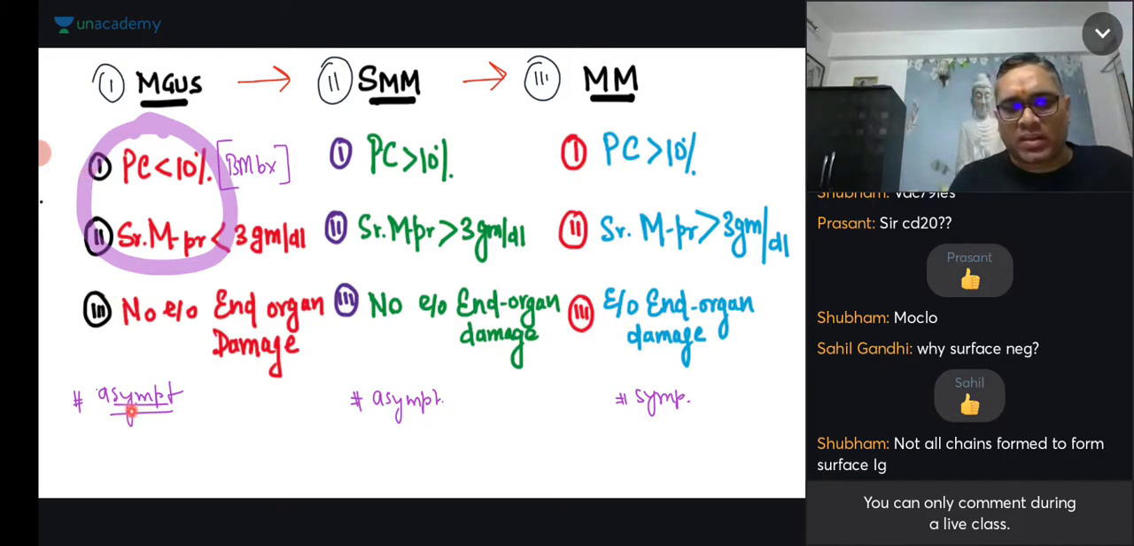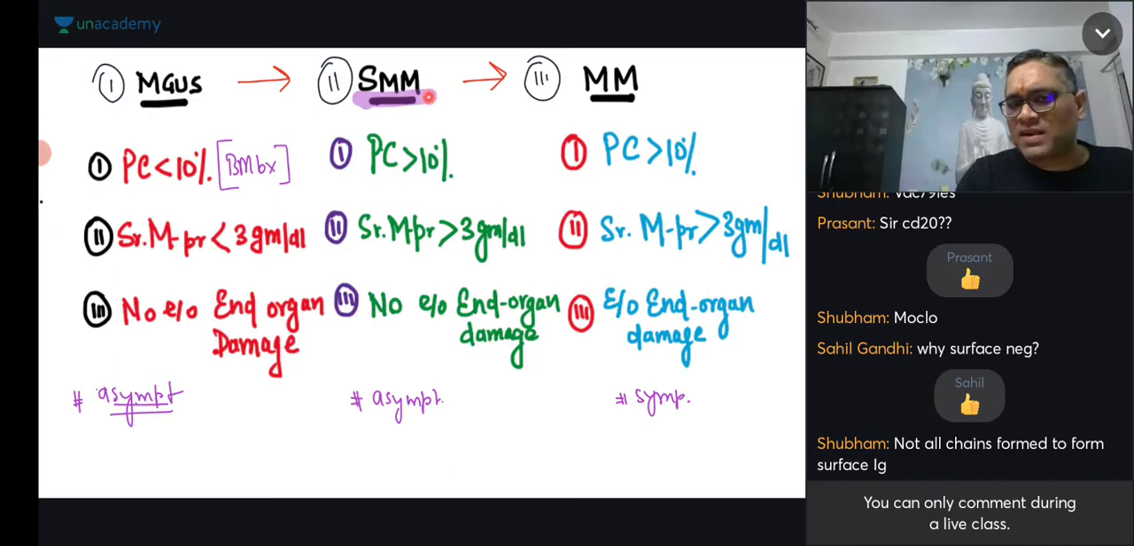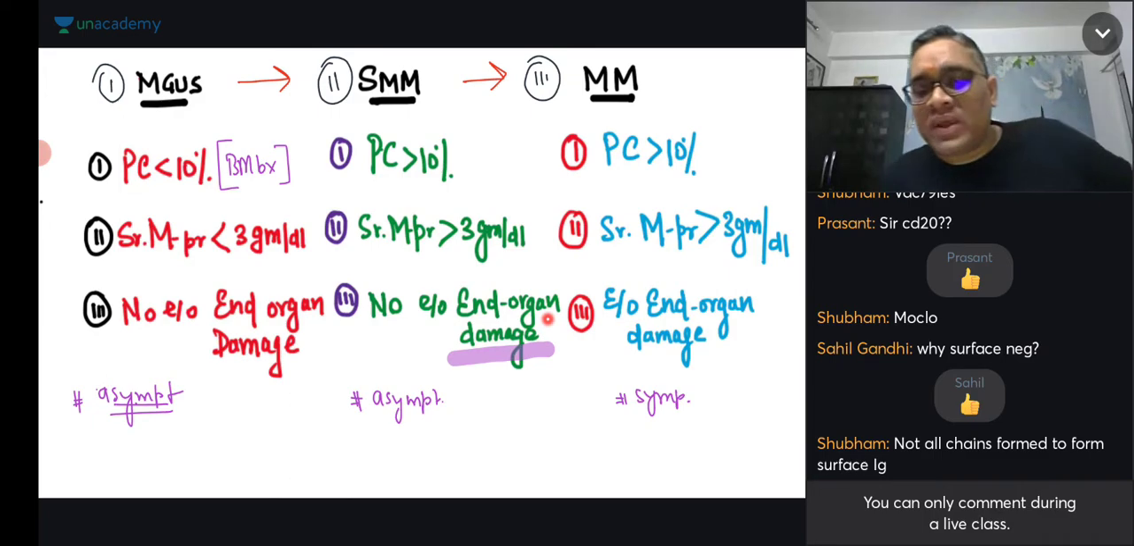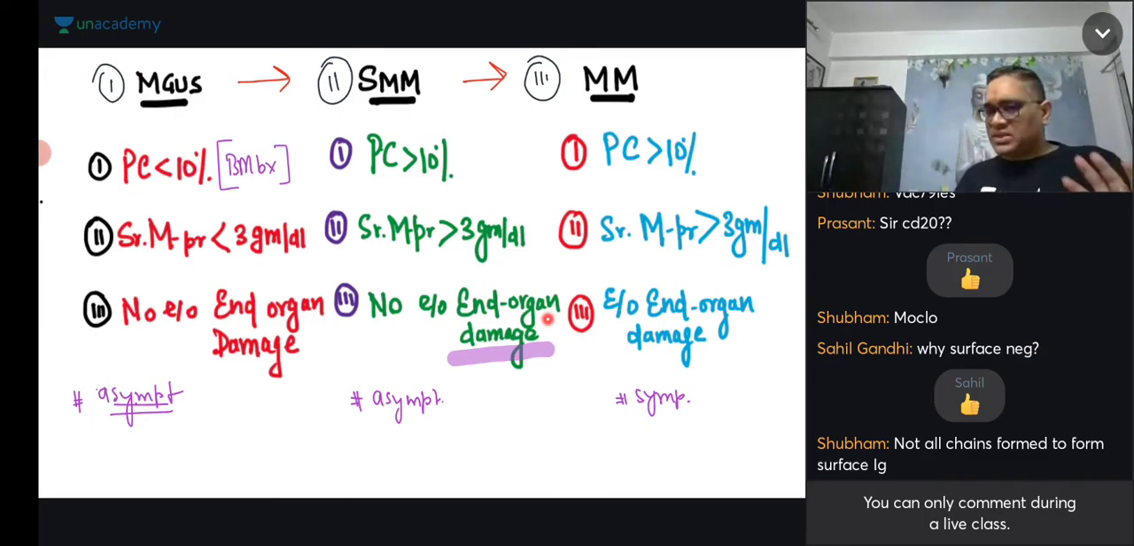That is why asymptomatic. In the same way, smoldering multiple myeloma will also present. See that here it was less than 10%, less than 3 gram. Here it is more than 10% and more than 3 gram per deciliter. All other findings are the same. So in smoldering multiple myeloma, plasma cell count is more than 10%, M protein is more than 3 gram per deciliter, and there is no evidence of end organ damage. So that is the true, right?